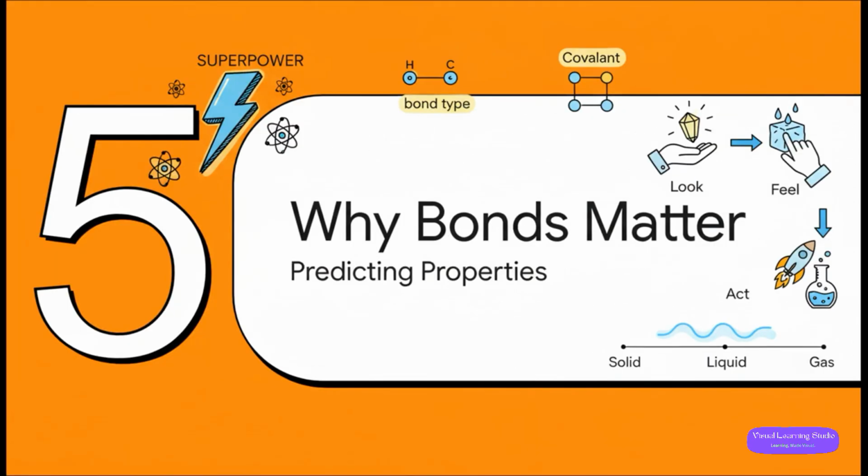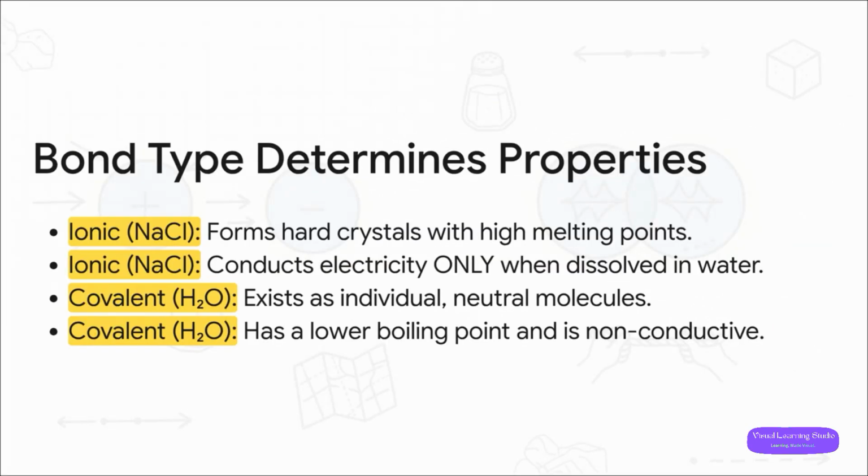Okay, so who cares, right? Why does any of this matter? Well, because knowing the bond type is kind of like having a superpower. It lets you predict how a chemical is going to look, feel, and act in the real world without even seeing it. Think about the consequences.